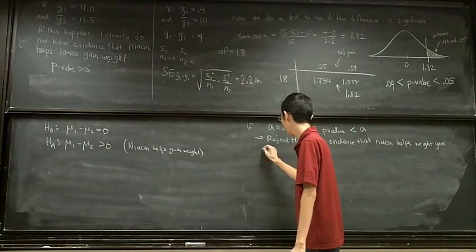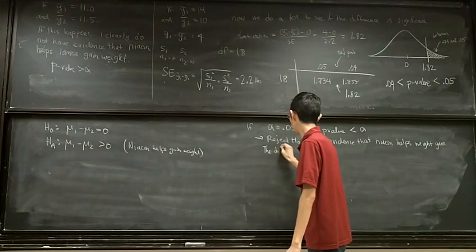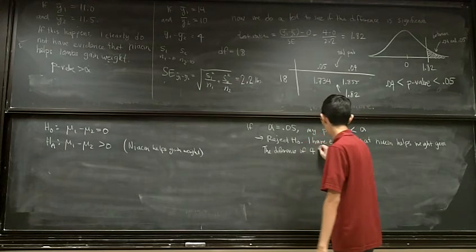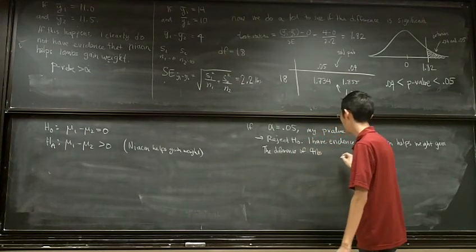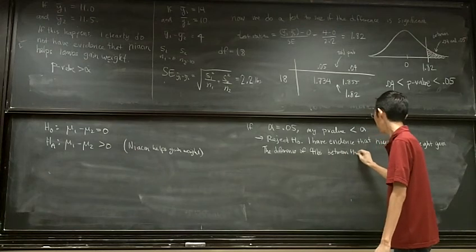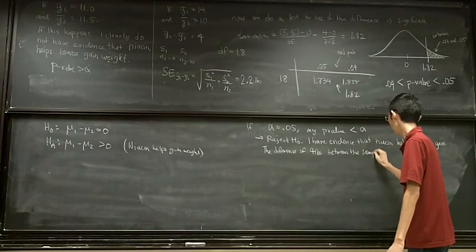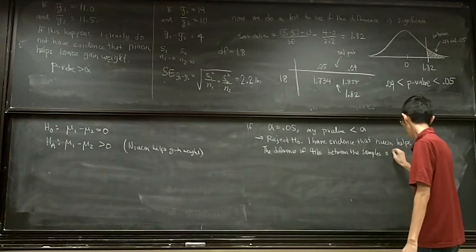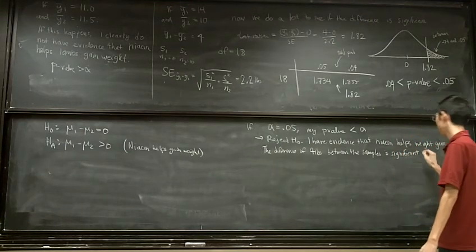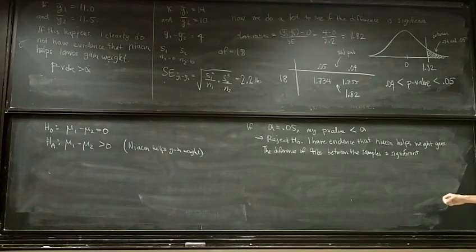Okay, so the difference of 4 pounds observed between the samples is significant at alpha equal to 0.05.